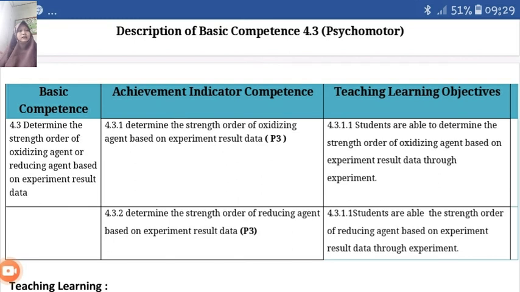And then the teaching learning objective is students are able to determine the strength order of oxidizing agent based on experimental result data through experiment.